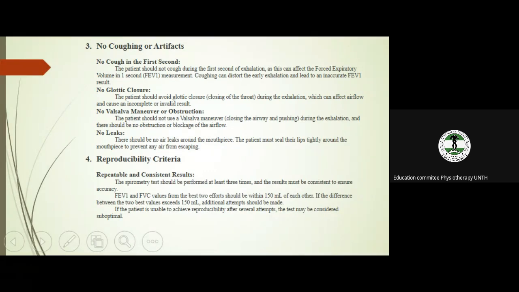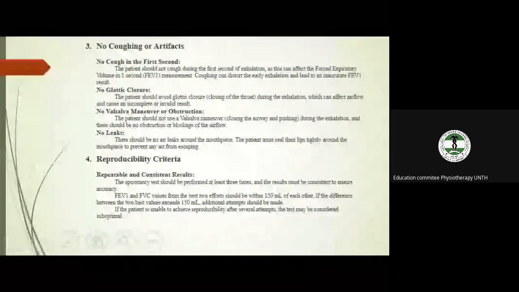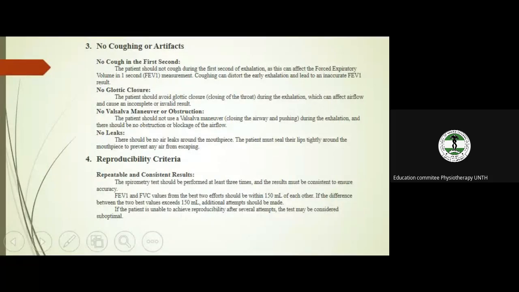So then we exceed to 5, 10 maneuvers, but they must be reproducible. The criteria should be acceptable and reproducible. So if the volume is more than 150, additional attempts should be made. If the patient is unable to achieve reproducibility after the second attempt, the test may be considered suboptimal. So you should continue until you get the best result from the patient.